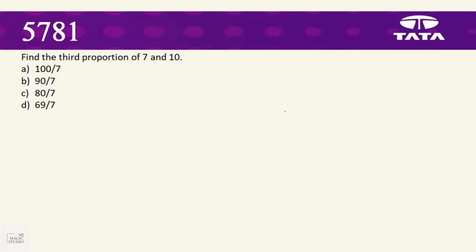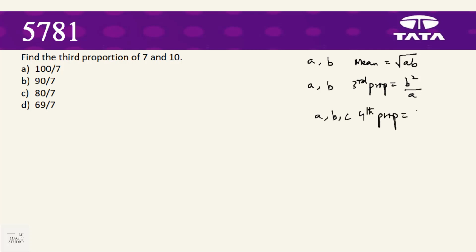Go through rule number 5 from our rule book to dwell deeper into the concepts of proportions. If A and B are given, mean proportion is given by root AB. If A and B are given, third proportion is given by B square by A. And if A, B, C are given, fourth proportion is given by B into C by A.